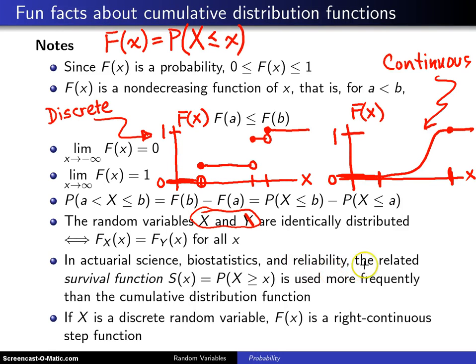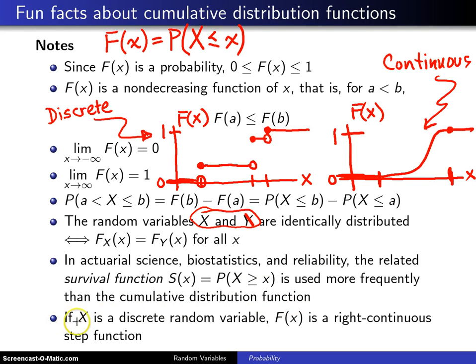The related survivor function, and that is S(x), is the probability X is greater than or equal to x. And by the way, some authors write this as the probability X is strictly greater than x. Notice how that is related to the CDF up top. They tend to use that more frequently than the cumulative distribution function.